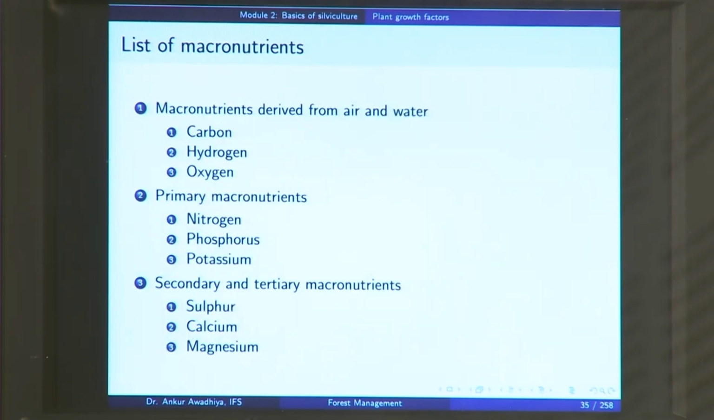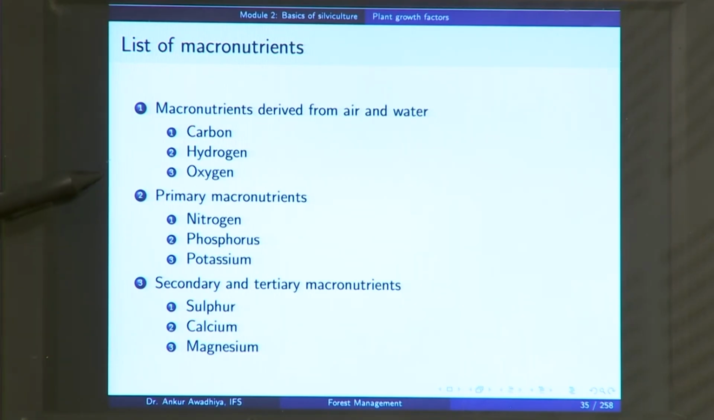Now, we looked at macronutrients, and a macronutrient is defined as a nutrient that is required in large quantities. So, we can divide the macronutrients list into three categories. The first is the macronutrients that are derived from air and water. So, you get carbon, hydrogen and oxygen from air and water, carbon in the form of carbon dioxide, hydrogen in the form of water and oxygen from both carbon dioxide as well as water. So, these are the macronutrients that you are getting from air and water.